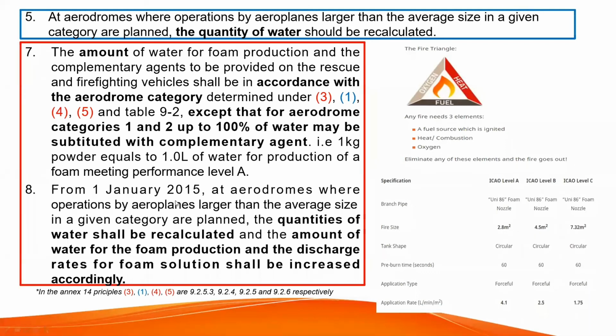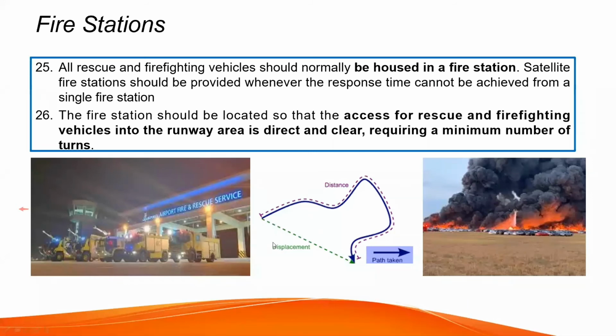And from January 2015, at aerodromes where operation is by larger size aircraft, quantities of water shall be recalculated, and the amount of water for foam production and discharge rate for foam solution shall be increased accordingly. So this is to provide further assessment on the particular aerodrome, in case a larger airplane starts operating at an airport that has already designated its category and particular runway, rather than the main fire station at the first runway.